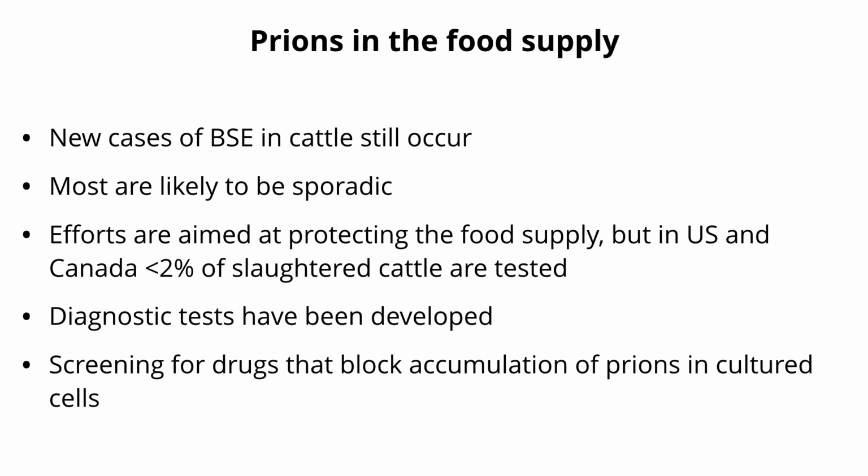In fact, today, new cases of BSE in cattle occur everywhere, and they're all sporadic. So we're not feeding cows dead sheep anymore, but the cows develop their own sporadic TSEs just like people do. So we try to look for this in cows, but we only look at 2% or less of the slaughtered cows in the US. We could look and see if there are prions in them, but we don't do that. Now there are some diagnostic tests which may be used, and eventually we'll have some drugs that can block accumulation of prions, and maybe we can treat people with those, but those are a ways off.